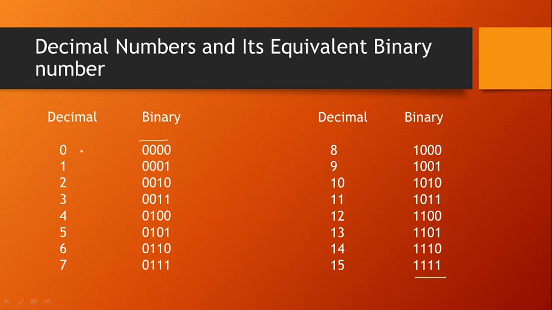Now you can check here, decimal has the symbols 0 to 9 only. After 9, the digits start repeating, and since they repeat for the first time, we put a 1 in front. So 10 becomes 10, 11 becomes 11, 12, 13, 14 and so on.